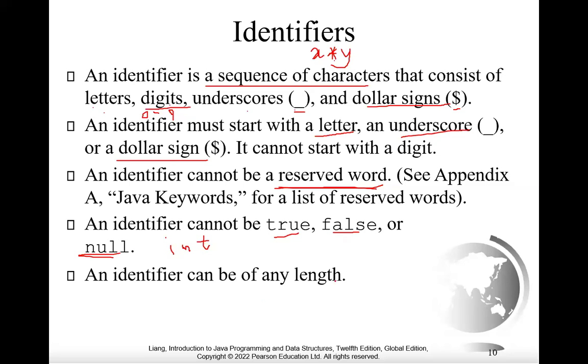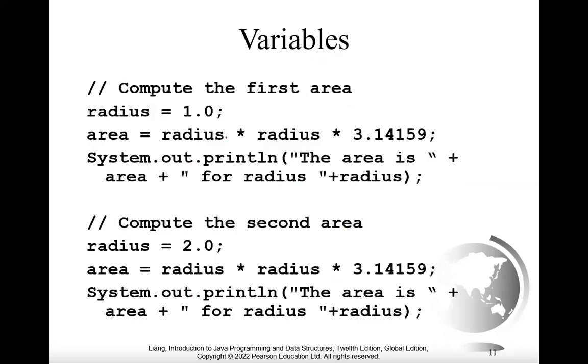An identifier can be of any length in Java. So here is an example. You can look at this. It's easy to understand because you have seen it before. Radius is 1.0. Here we have a change to radius. It's now 2.0.